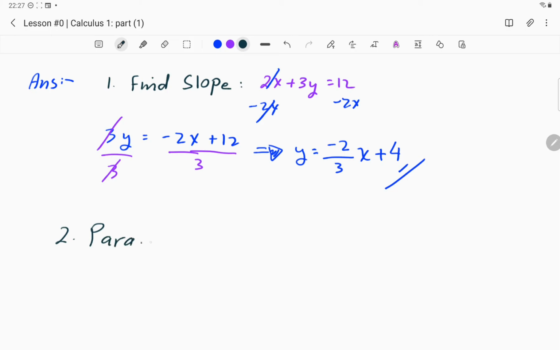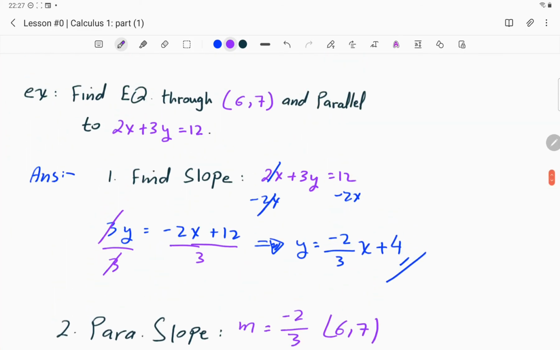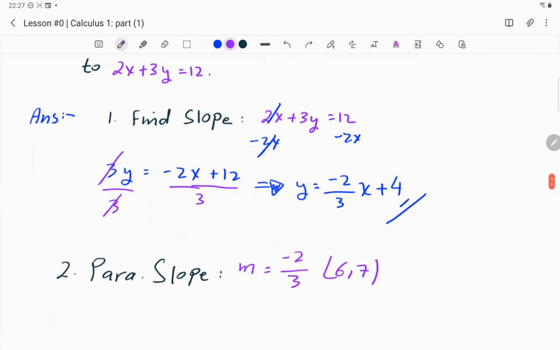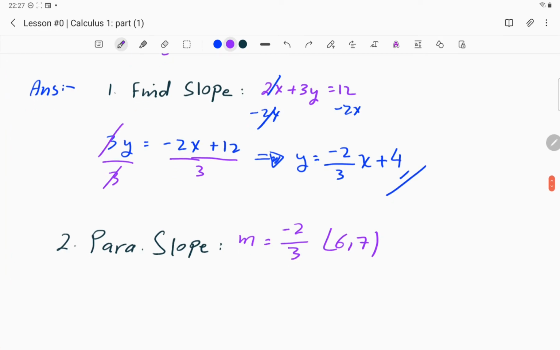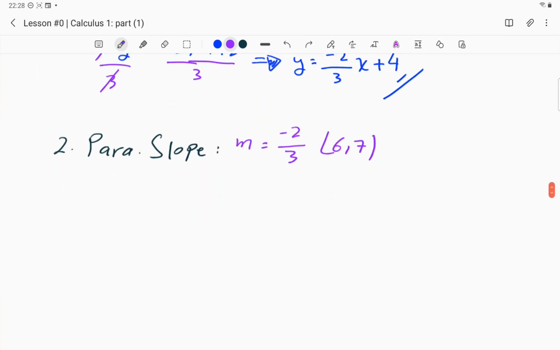Let's just do point slope instead of writing the whole thing. Okay, so now that we got the slope, which is m equals negative 2 over 3, and we also got the point, which is (6, 7). Remember, we didn't use this (6, 7) point when finding the slope intercept. But now we're gonna find the parallel line. We do need it. Why do we need it?